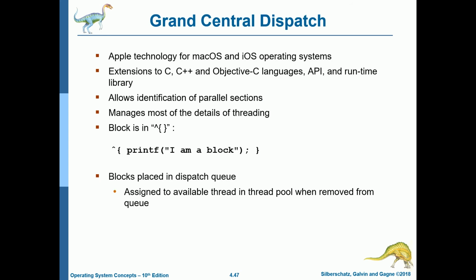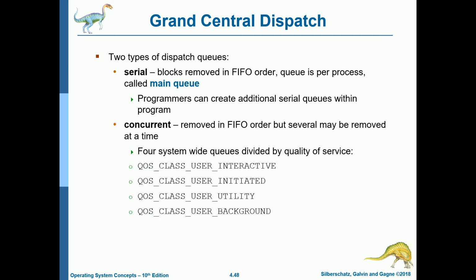Now also, Grand Central Dispatch, the GCD, is a technology that was developed by Apple for its macOS and iOS operating systems. This is a combination of a runtime library, an API, and language extensions that allow developers to identify sections of code, in other words known as tasks, to run in parallel. GCD schedules its tasks for runtime execution by placing them on what's called a dispatch queue. When it removes a task from the queue, it assigns that task to an available thread from a pool of threads that it manages. The GCD identifies two types of dispatch queues, serial and concurrent.